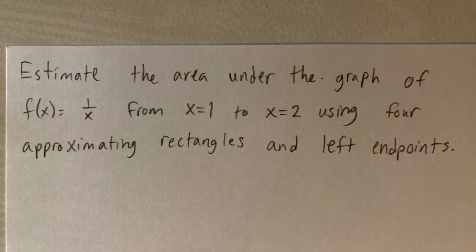Here's the problem we're going to be going over today. Estimate the area under the graph of f of x equals 1 over x from x equals 1 to x equals 2 using 4 approximating rectangles and left endpoints.